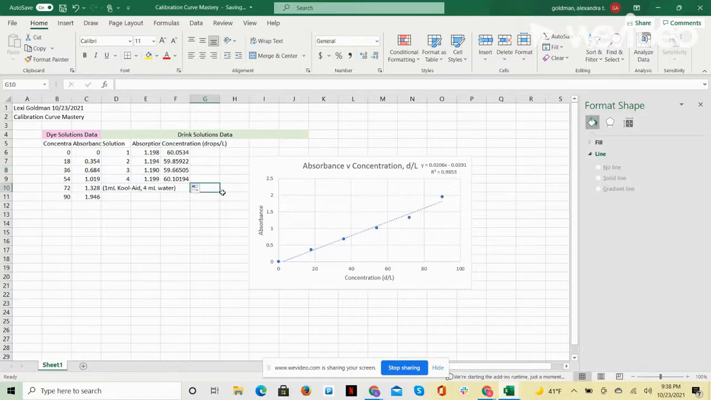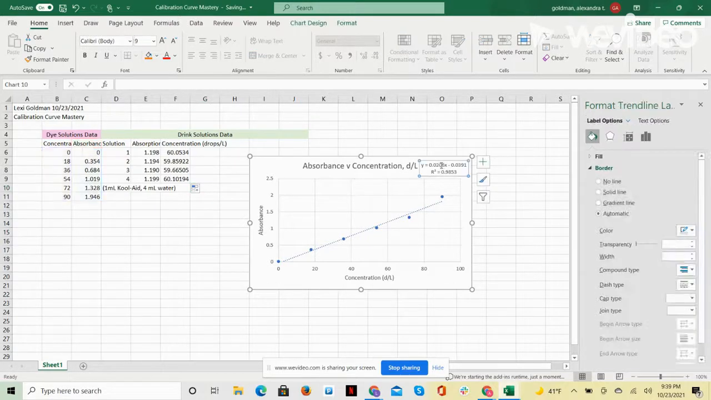That is how to create a calibration curve using independent and dependent variables, how to label the axis of both, and how to find the equation and the precision based on the r-squared value, along with how to use this equation to find the concentration.